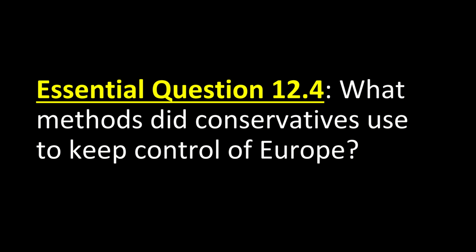Today, guys, we're going to be on essential question 12.4. This whole chapter has been trying to tackle what it means to be conservative or liberal or nationalist in the 19th century. We've talked about nationalism. We've talked about liberalism. And today we're going to talk about, you guessed it, conservatism. What we're going to try to find out today is what methods did conservatives use to keep control of Europe? So pause if you need to, and let's dive into these notes.